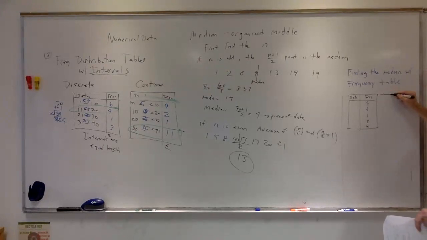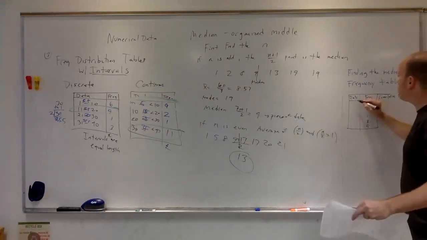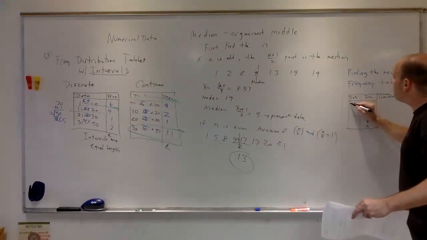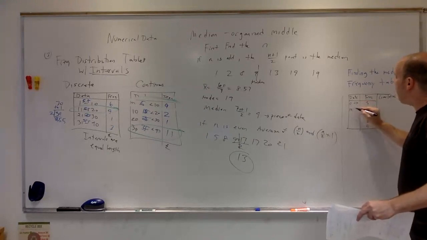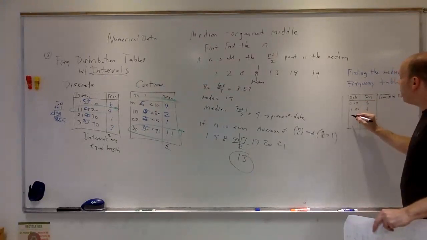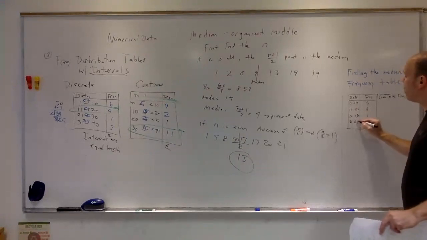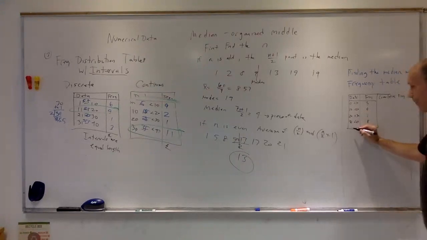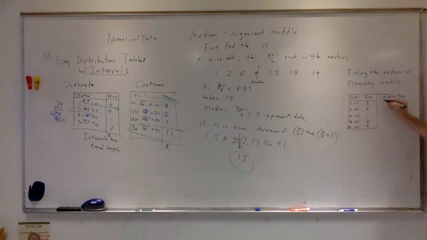So the question is, how do I find the middle? Well, we're going to make another column called the cumulative frequency, and we're going to see how the data increases. Let's say the intervals are 0 to less than 10, 10 to less than 20, 20 to less than 30, 30 to less than 40, and this last data interval is 40 to less than 50.